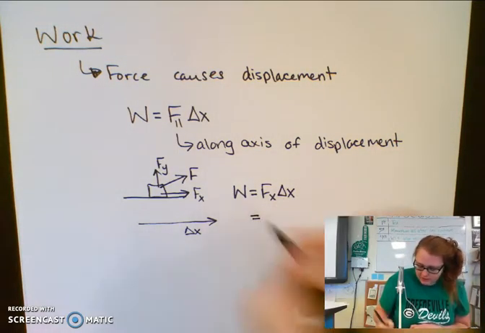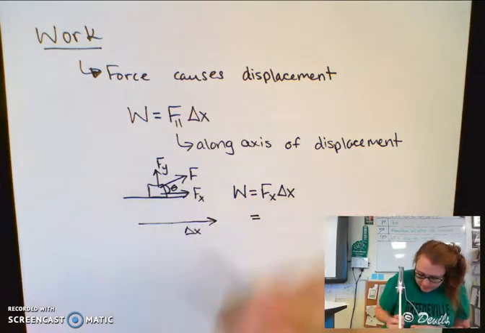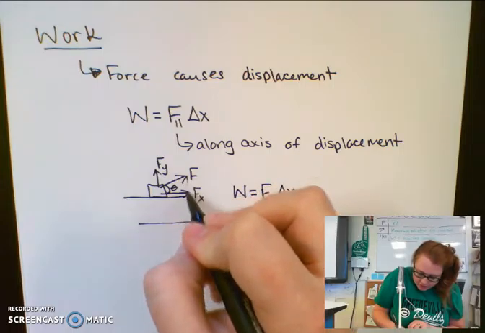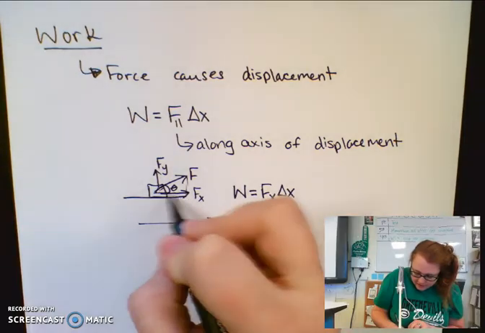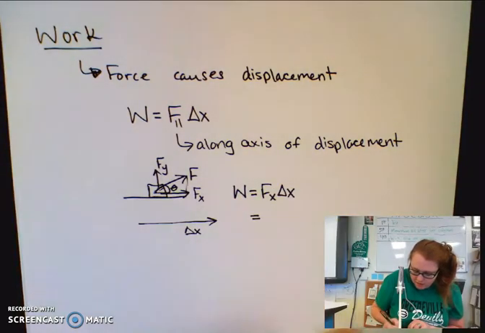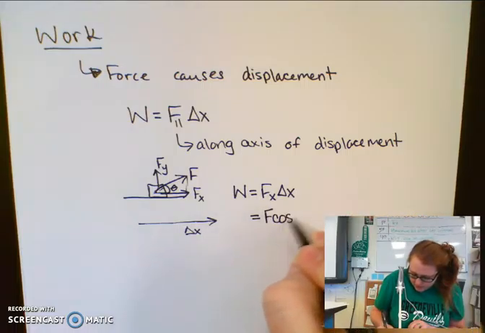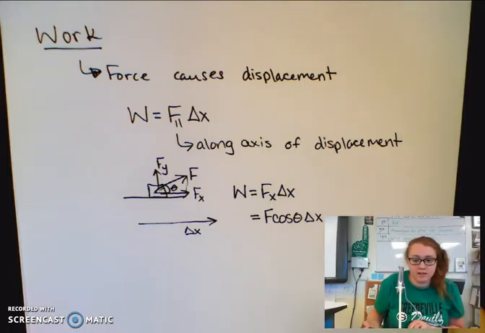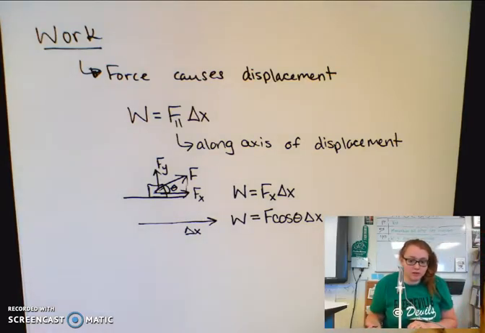So even breaking that down a little more, let's say this angle is theta. Well, if that's theta, we know that Fx is adjacent to theta, and looking at this triangle here, Fx would be the side adjacent, and F is my hypotenuse, so Fx is F times the cosine of theta times delta x. So we will be using some trig in this unit as well to determine the work on our system.